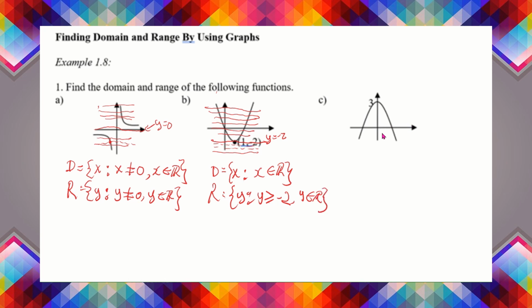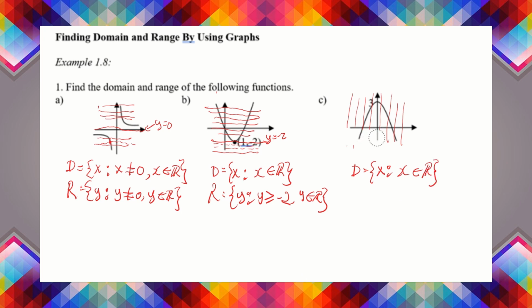Next we go to C. Same thing, if you want to find the domain, you imagine that you draw a vertical straight line. When you draw the vertical straight line, all these vertical straight lines will intersect with the curve. So it means in this example, the domain is all the values of x.